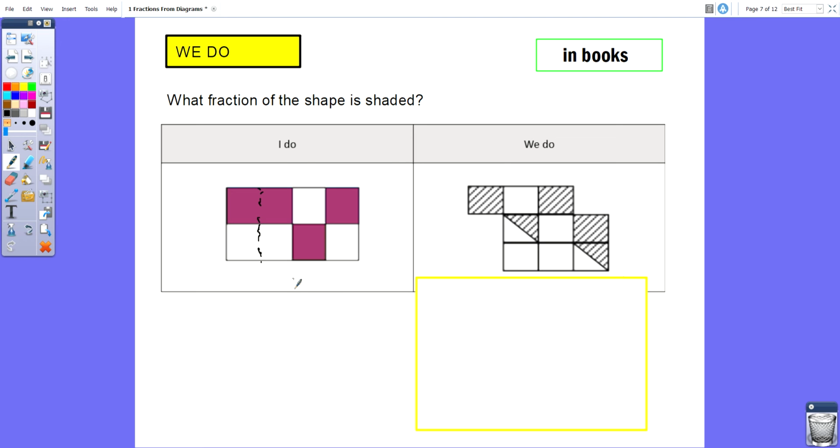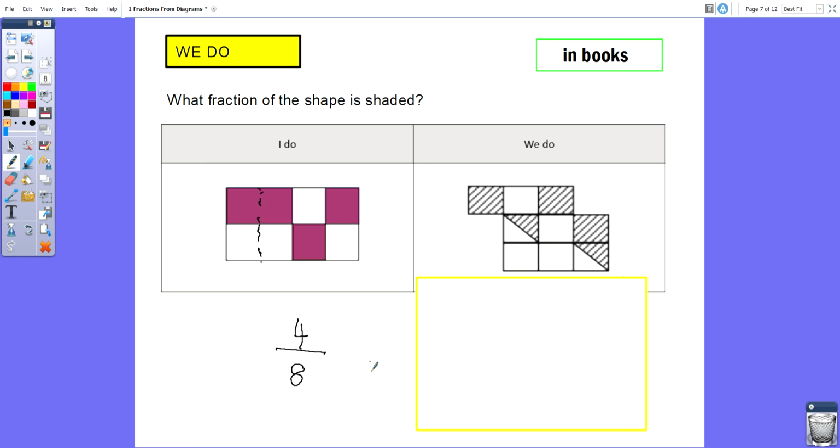Now I need to count out the total number of parts in my shape to find out my denominator. So I've got 1, 2, 3, 4, 5, 6, 7, 8 total parts. So my bottom number, my denominator, is going to be 8. Out of those 8 parts, I've got 1, 2, 3, 4 coloured in. So my top number is going to be the number 4.